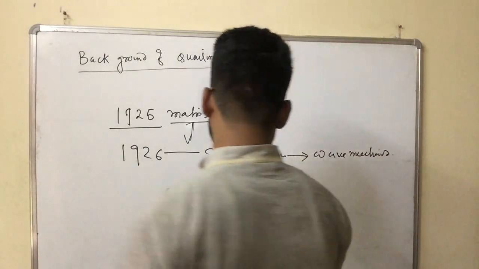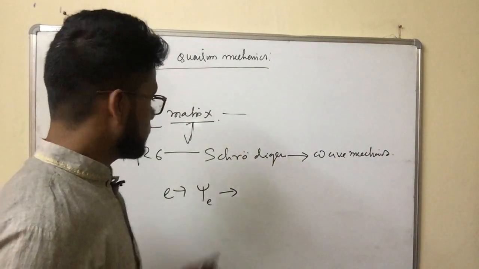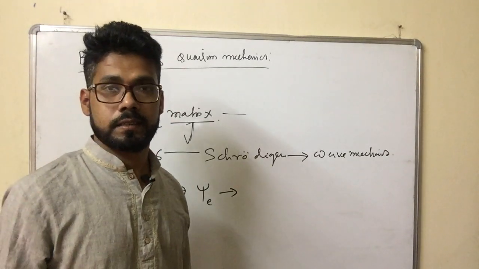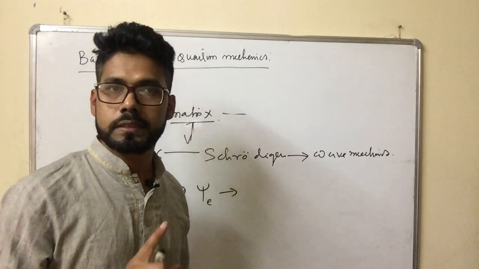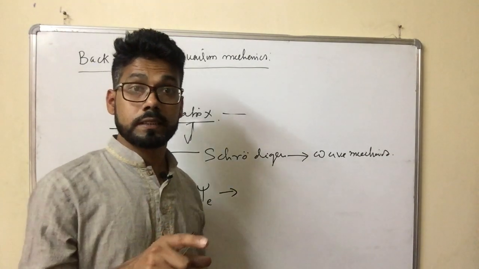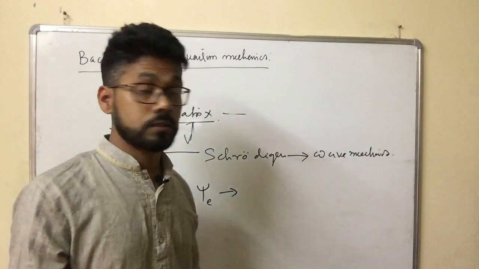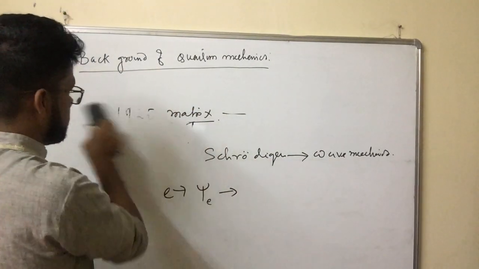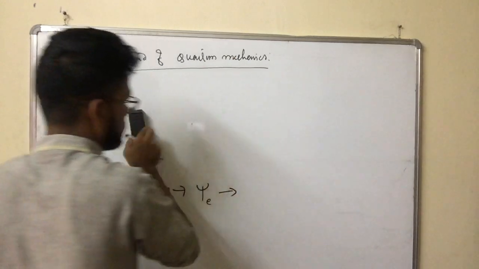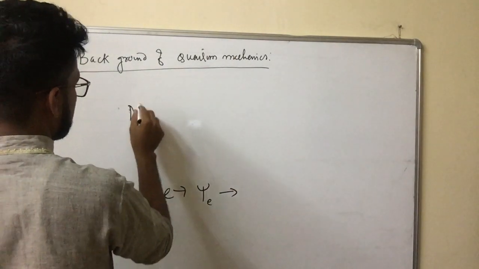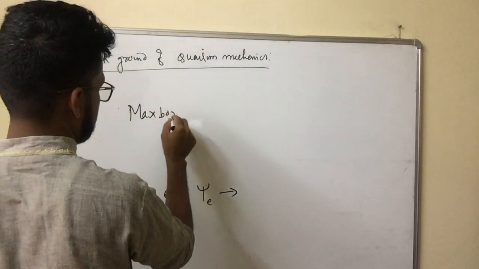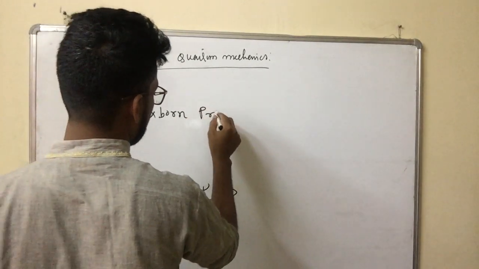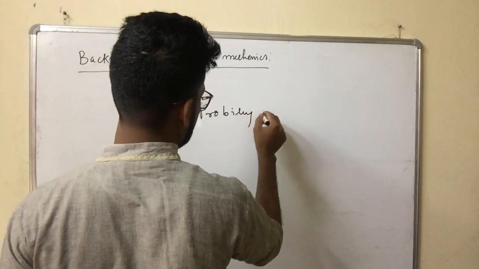This wave function does not have a physical meaning. So in order to describe the physical meaning of this wave function, in 1927, Max Born gave the probability interpretation.